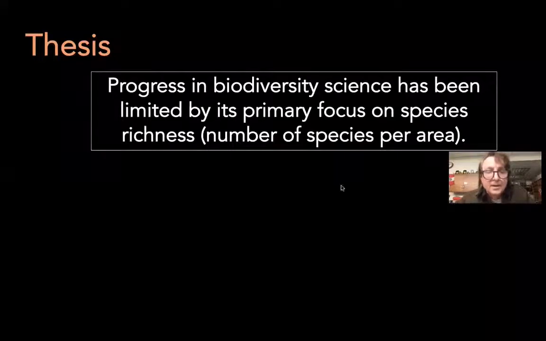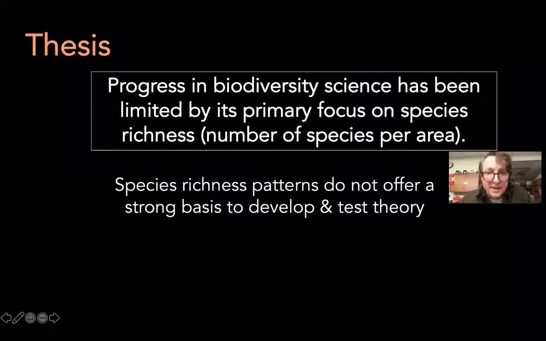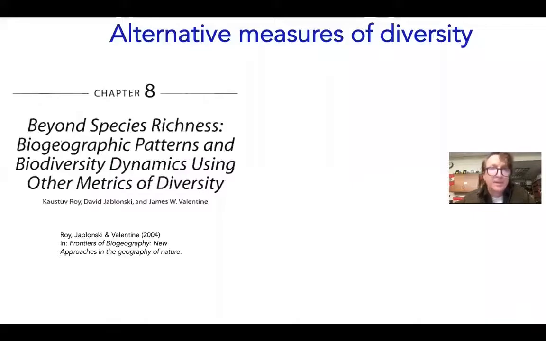All right. So if we step back from trait-based ecology, there's this overall thesis, or this underlying assumption, a big assumption, that progress in biodiversity science has been limited by the primary focus on species richness, that is the number of species per unit area. And instead, we want to try to look at other patterns of species diversity that have a stronger basis, to make a stronger link between diversity and ecosystem functioning. Okay, so alternative measures of diversity.